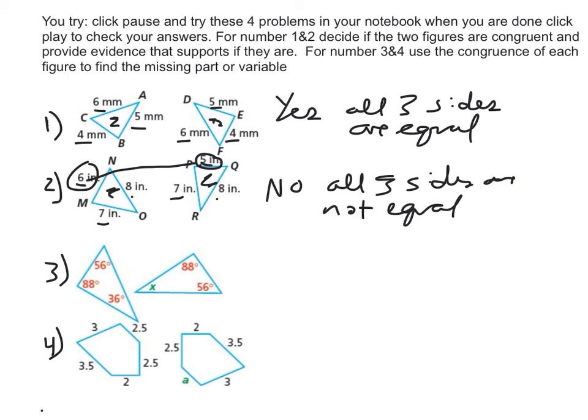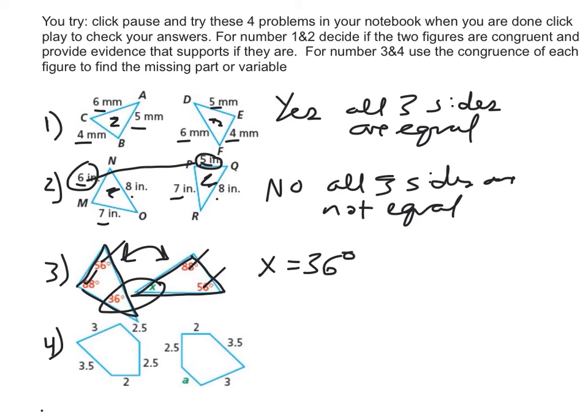For number 3, if these two triangles are congruent, you know all the sides are the same length. And if all the sides are the same length, remember that all the angles are then equal. So the 88-degree angle over here, and the 88-degree angle over here, and the 56-degree angle over here, and 56-degree angle over here, that means x would equal 36. This is how you can use congruence to solve problems.